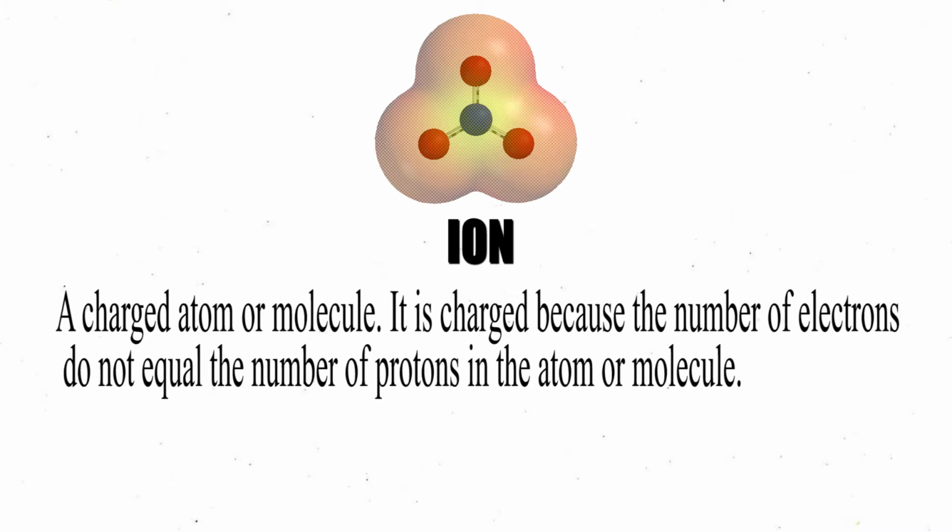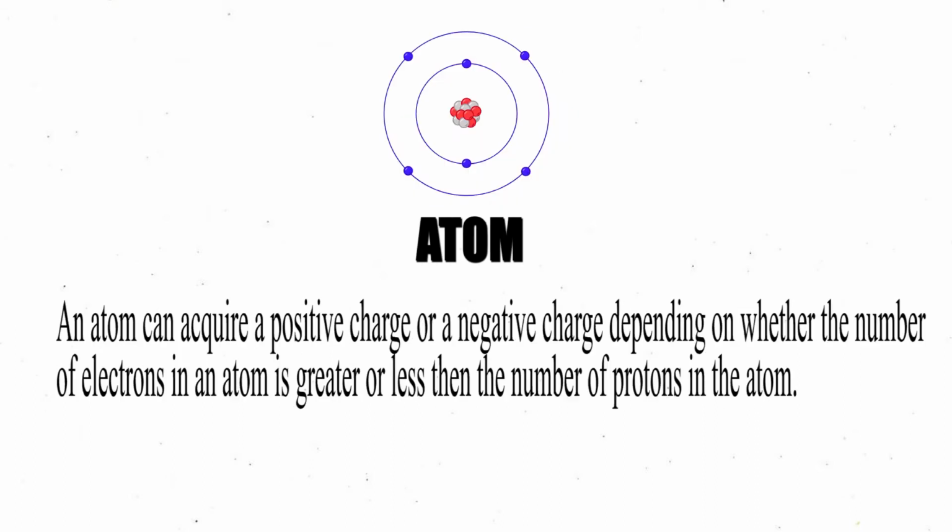Ion. An ion is a charged atom or molecule. It is charged because the number of electrons does not equal the number of protons in the atom or molecule. Atom. An atom can acquire a positive charge or a negative charge depending on whether the number of electrons in an atom is greater or less than the number of protons in the atom.